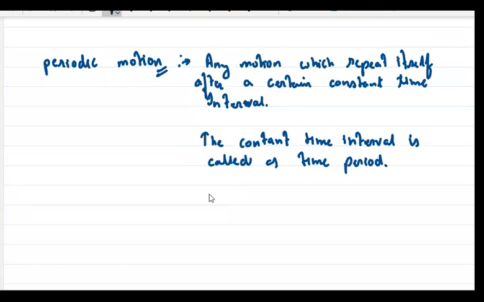Now after periodic motion, we talk about another type of motion, which is called harmonic motion. Periodic motion was very easy. We all understood what is periodic motion. Then we will try to discuss what is harmonic motion. Tell me, what is harmonic motion? To and fro motion. Oscillatory.